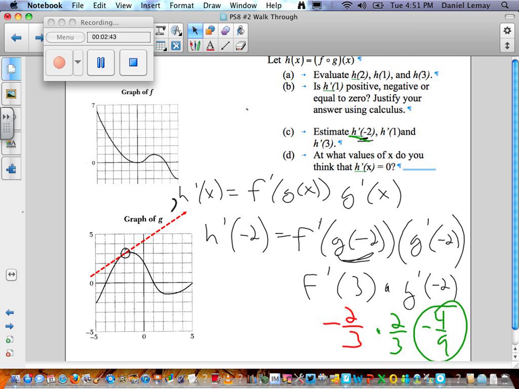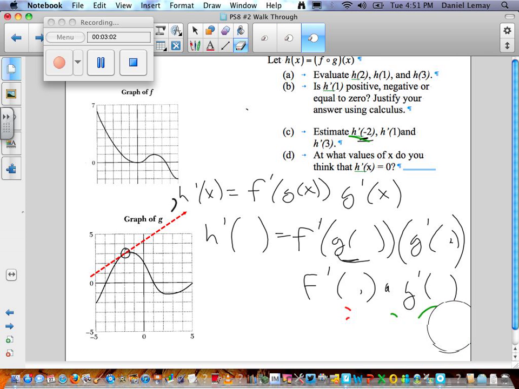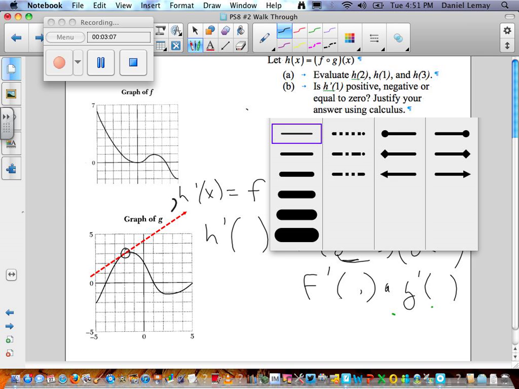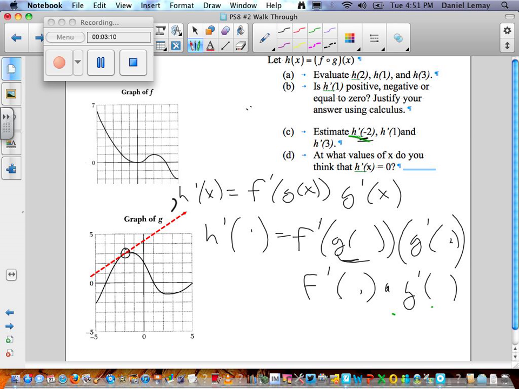Granted, it's not an exact science, we're just trying to estimate it. But what we're doing is looking at the slopes, and I've shown you all these steps. H prime of 1. So every place I see an x, I'm going to replace it with 1. All right, so h prime of 1. This isn't 1, is it? So what's g of 1? G of 1 looks to me to be 0. All right, so we're set there.